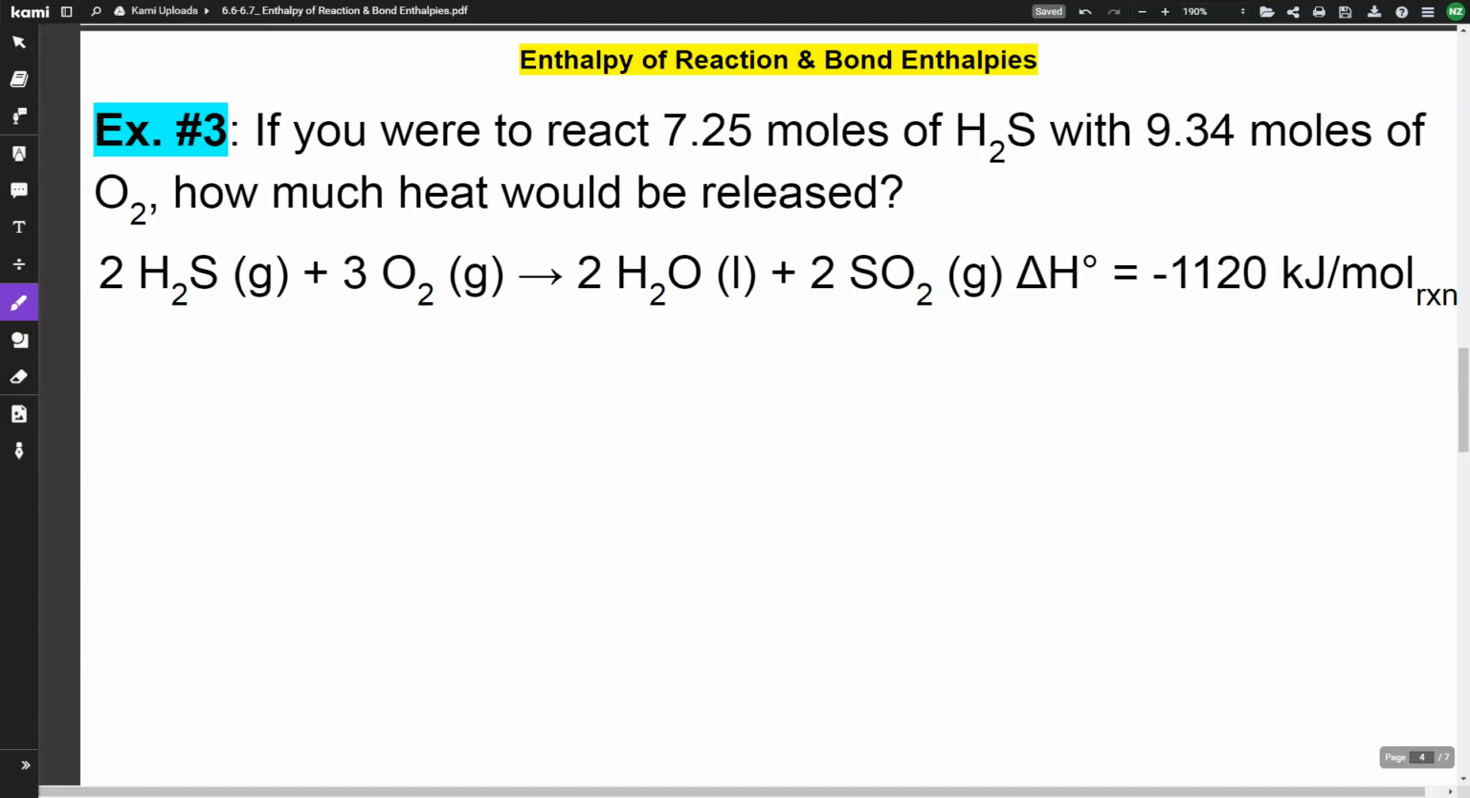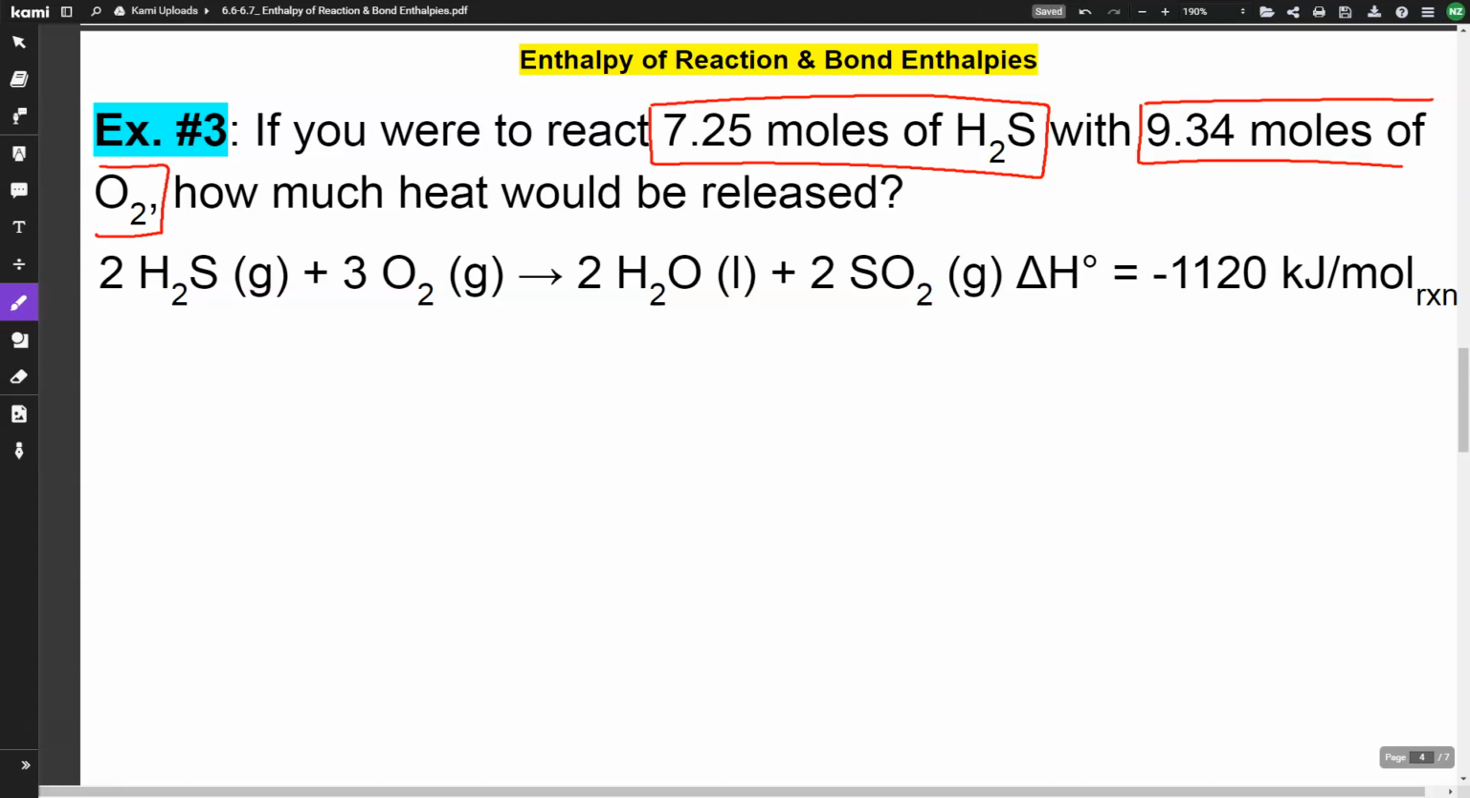All right, number 3 says, if you were to react 7.25 moles of dihydrogen sulfide with 9.34 moles of oxygen, how much heat would be released? And then we have our reaction here. Let's unpack what the question is asking us to do. It's asking how much heat would be released, and it's giving us 2 pieces of information: we have 7.25 moles of dihydrogen sulfide, and we have 9.34 moles of oxygen.